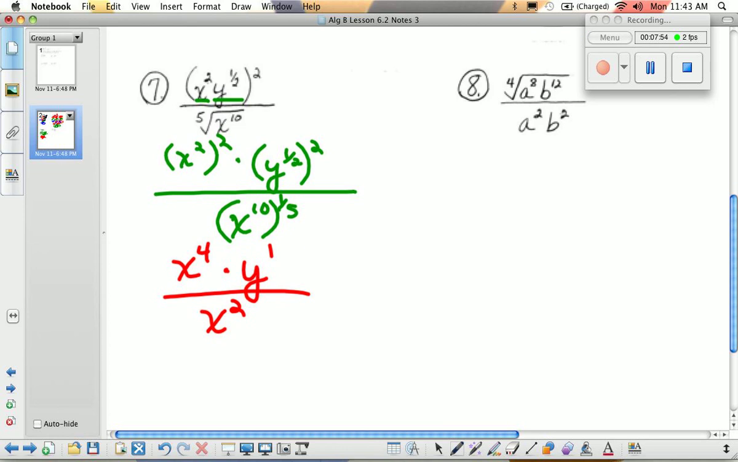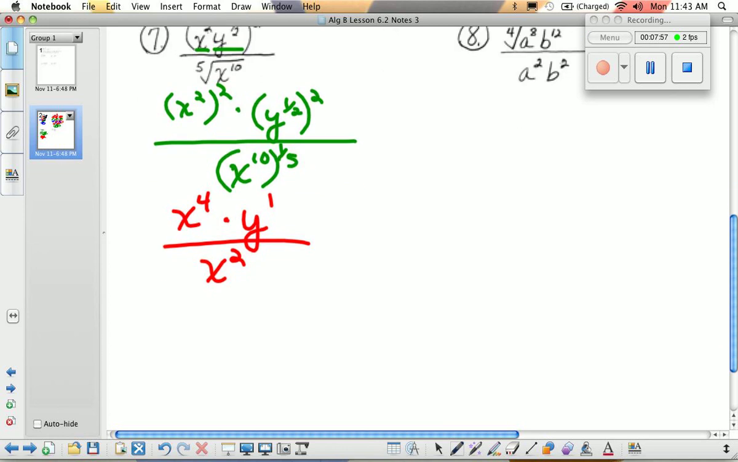Okay, I want you to think about now, what do you think would be the next move we would make? Divide. Because there's a multiplication upstairs. If it was an addition or subtraction, then it would be different. But since it's a multiplication upstairs, either the x to the 4th or the y to the 1st, doesn't matter which one, can be divided by x squared. Or which one can really be divided by x squared? X to the 4th, yeah. So we're going to take x to the 4th and divide it by x squared.